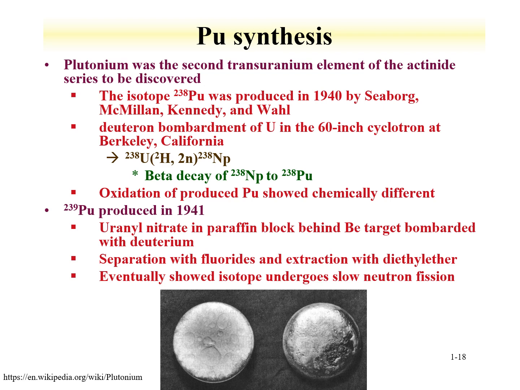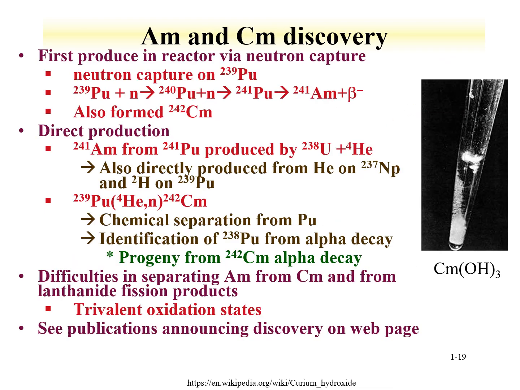The paraffin block would thermalize, would slow down those neutrons. So the uranium-238, in this case, would absorb a neutron and make uranium-239. That would decay to Neptunium-239, and that would decay to plutonium-239. There was a separation with fluorides and extraction with diethyl ether, and they showed that, like uranium-235, plutonium-239 would undergo fission with slow neutrons. And for this work, Glenn Seaborg and others were awarded the Nobel Prize.